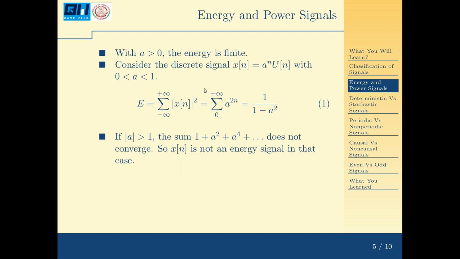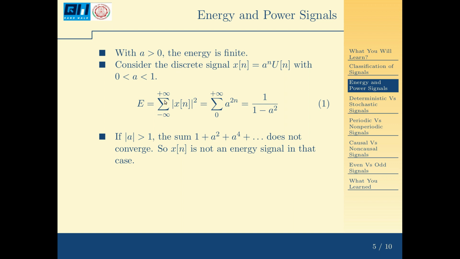So now let us consider a discrete case, like I have a discrete signal a^n u[n]. So x[n] is a^n u[n]. Due to the presence of this u[n], it is a right-sided sequence. This a^n runs from 0 to infinity. So with the magnitude of a between 0 and 1, what is the energy of the signal?